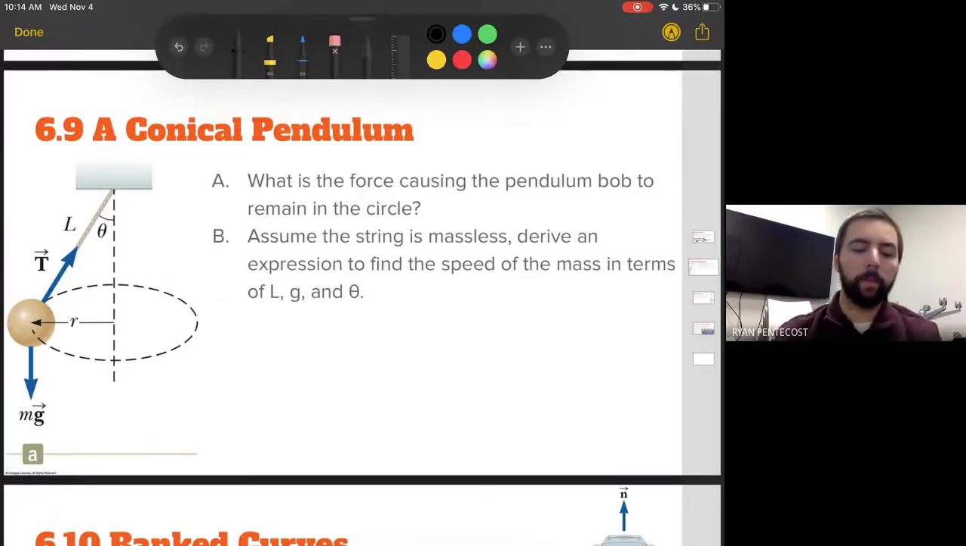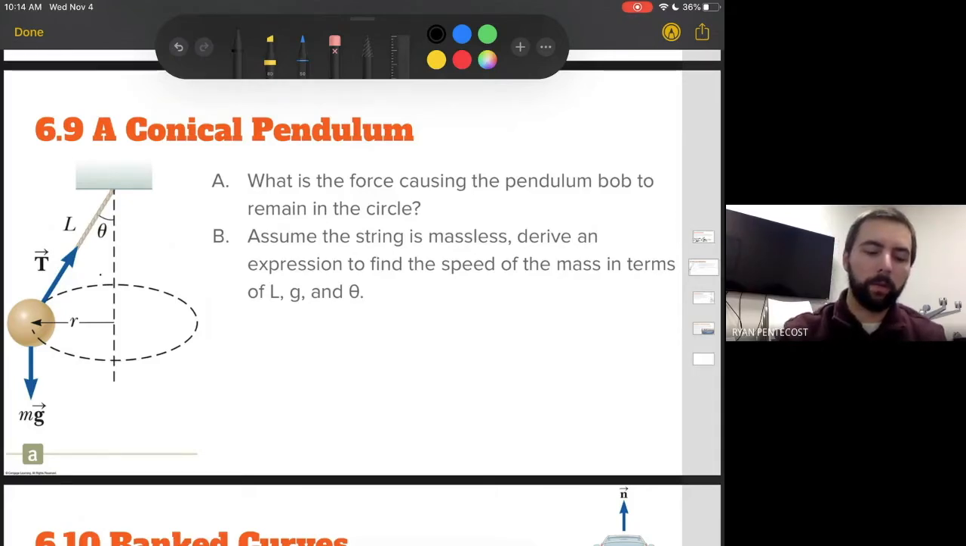A conical pendulum is a pendulum that moves in a circle, as you can see. Instead of just moving back and forth, it moves in a circle. It's called a conical pendulum because if you watch the path that the string takes, it would form a cone, right? So what is the force causing the pendulum bob to remain in the circle?